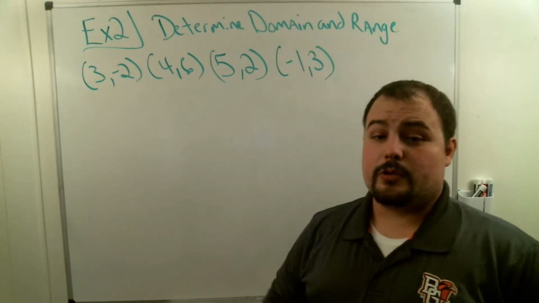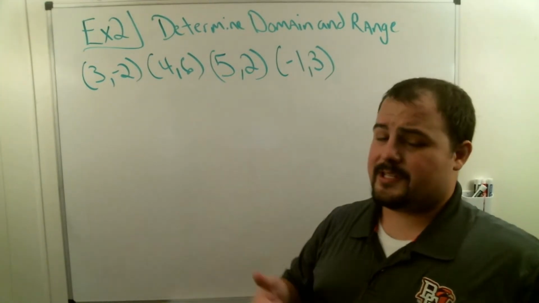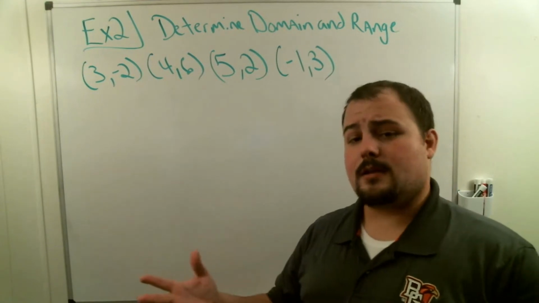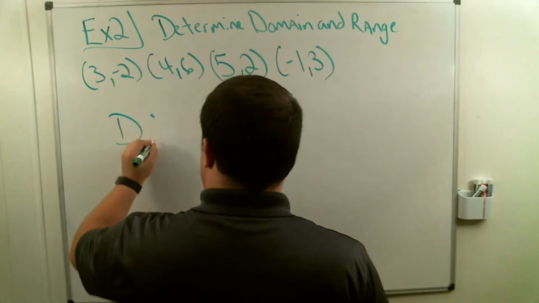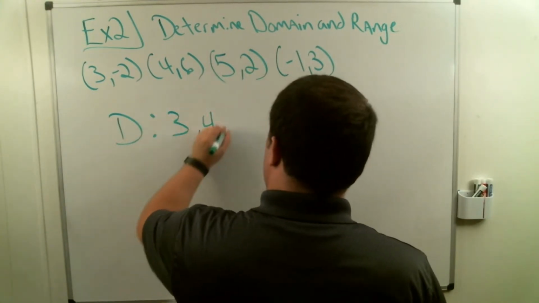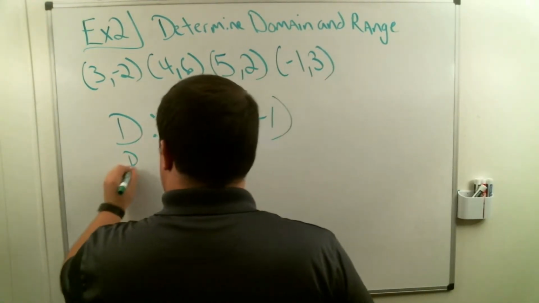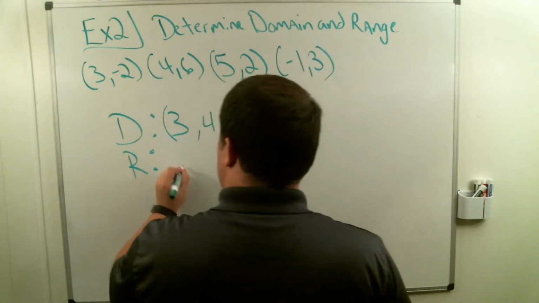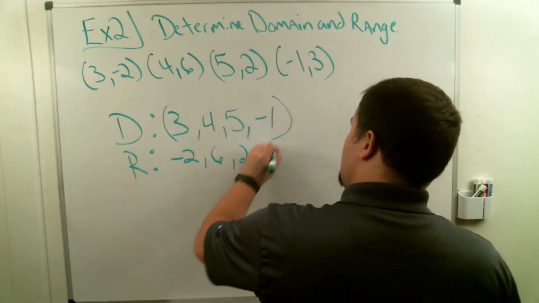Continuing on with example 2 in kind of another way. What we're doing is we're taking the same coordinates that we just had, and now we're determining domain and range. So domain, I'm just going to use the letter D for domain. My domain is all the x values, 3, 4, 5, and -1. My range is all the y values, -2, 6, 2, and 3.